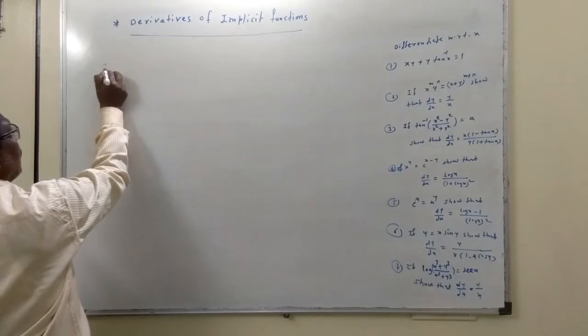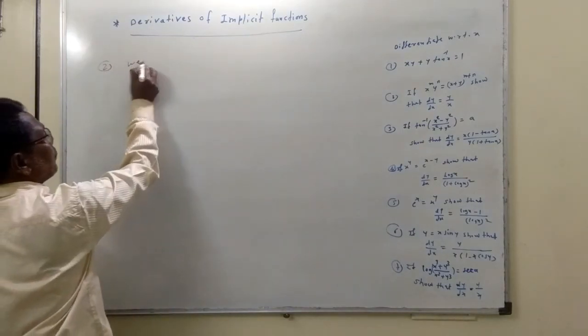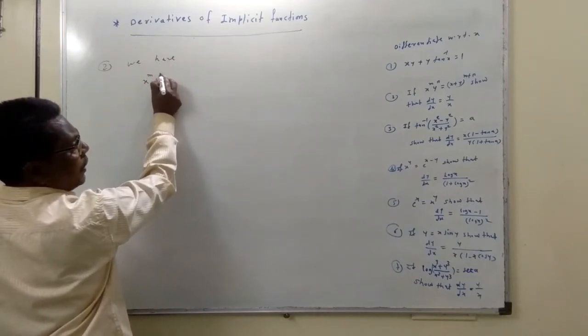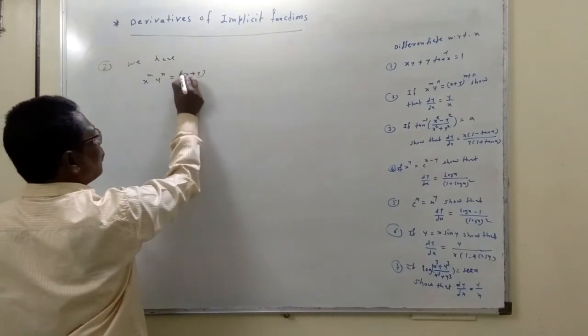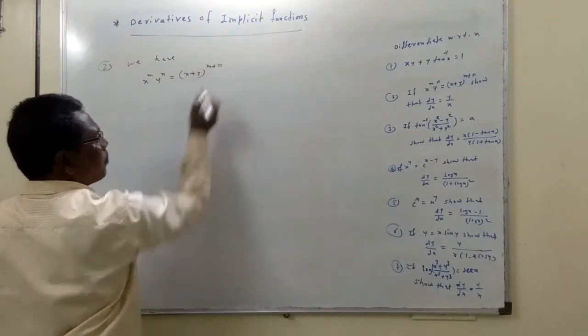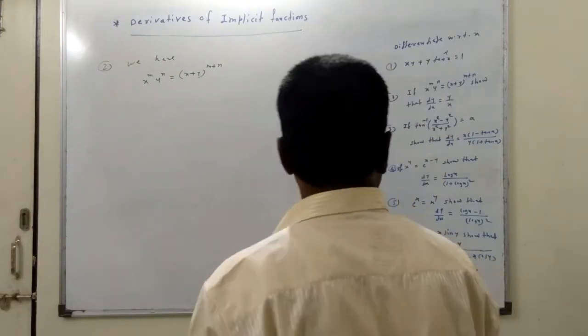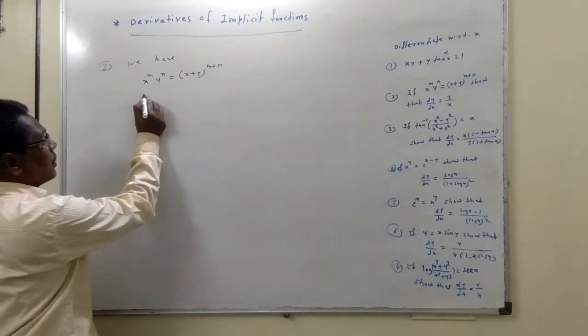Now second example. We have x raised to m, y raised to n is equal to (x plus y) raised to m plus n. This is the given function. You want to find dy by dx and you want to prove this dy by dx is equal to y upon x. So first of all we will take logs.